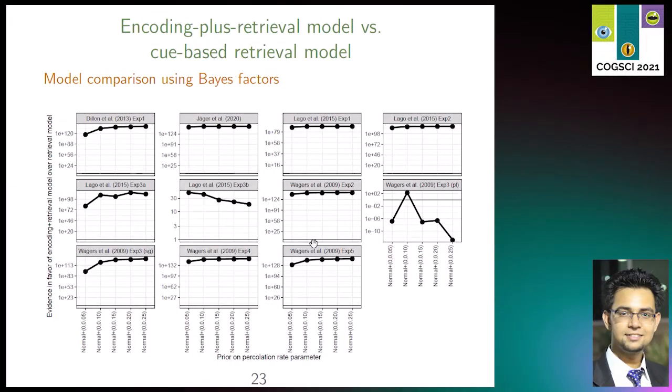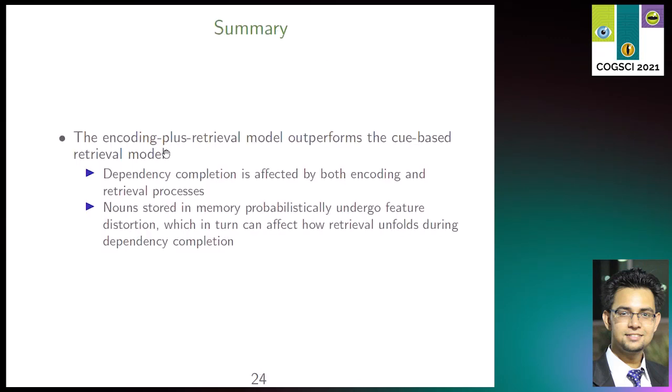Now we do a systematic model comparison, right? We compare the encoding plus retrieval model against the cue-based retrieval model, and we do this model comparison using Bayes factors, right? So all these point values here represent the Bayes factor values for different priors on the percolation rate parameter, right? So we choose a range of prior distributions on the percolation rate because the Bayes factors are sensitive to the prior distributions used in the model, right? And we see that the Bayes factor values for most of the datasets are larger than 10. So there is strong evidence in favor of the encoding plus retrieval model against the cue-based retrieval model, except only this dataset where there is evidence in favor of the cue-based retrieval model. So what we find is that the encoding plus retrieval model outperforms the cue-based retrieval model, right?